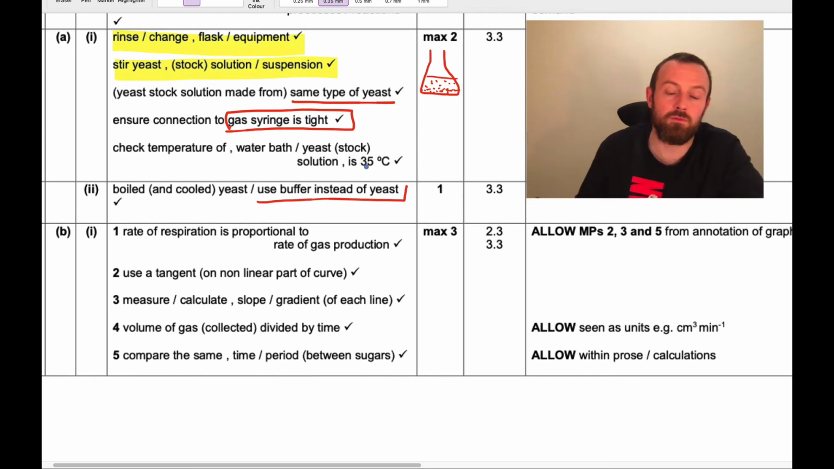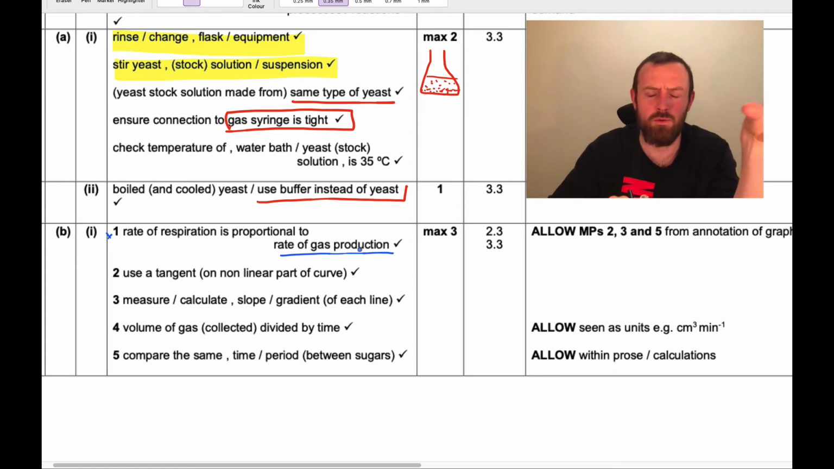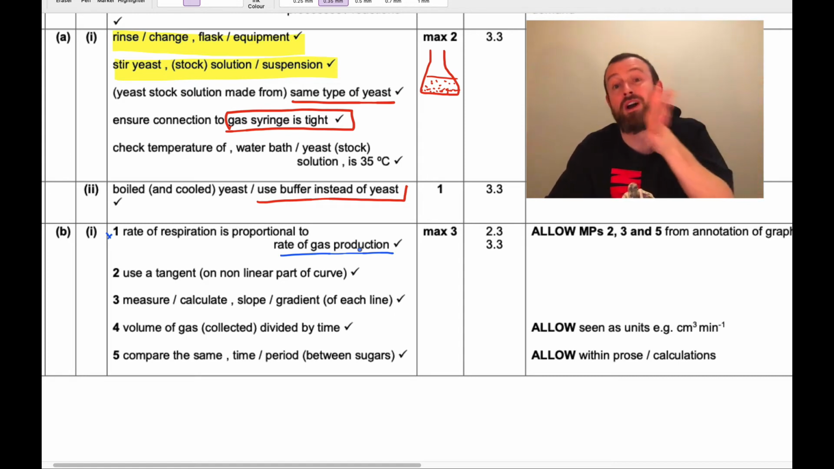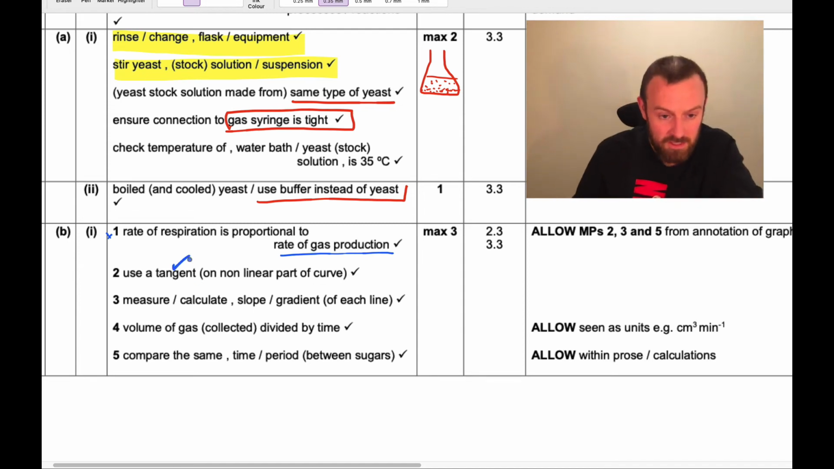So, first of all, this one I wouldn't have got. Rate of respiration is proportional to the rate of gas production. It's important to say that we weren't directly measuring the rate of respiration. We're measuring gas produced by respiration. We're measuring the rate of gas production, which can be used to work out the rate of respiration. So it's proportional. Tangent, said that. Gradient, said that. Volume of gas divided by time, said that.